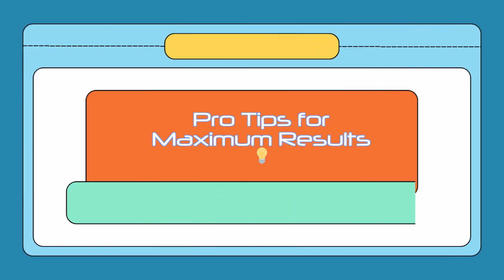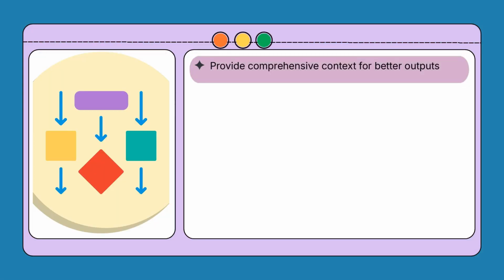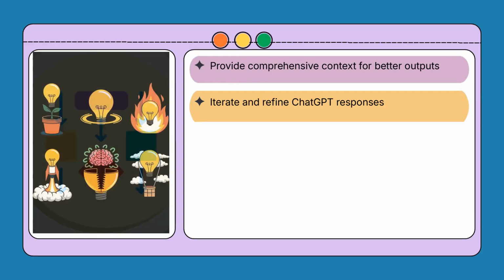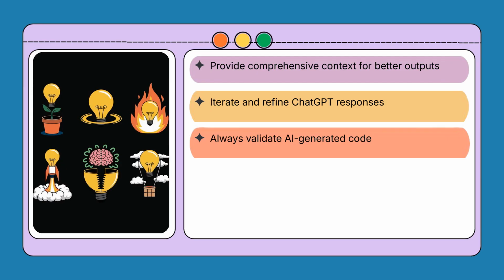Pro tips for maximum results. Before we wrap up, let me share some pro tips that will take your ChatGPT game to the next level. First, always provide context. The more information you give ChatGPT about your data, industry, and goals, the better the output. Second, iterate on the prompts. Don't just accept the first response. Ask ChatGPT to refine, optimize, or explain differently.